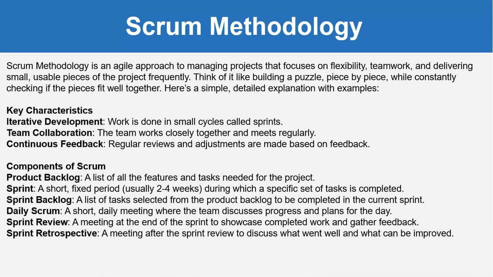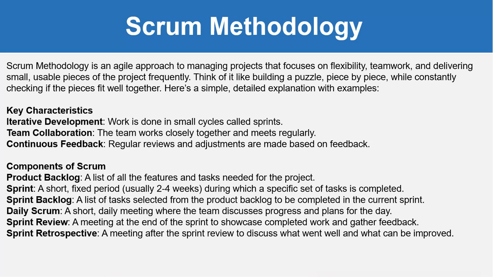The key characteristics of the Scrum methodology are iterative development, which means that work is done in small cycles called sprints. Then the team works closely together and meets regularly. It is another feature or characteristic of team collaboration. Then regular reviews and adjustments are made based on the feedback which we receive from the customer or stakeholders.